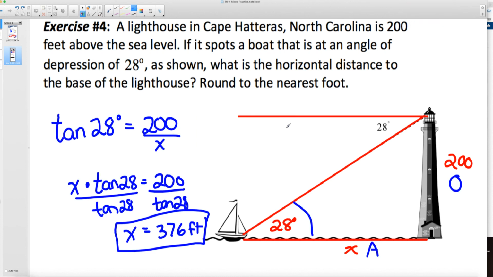Here is the correct work with the correct answer of 376. We're dealing with tangent. We have an opposite and adjacent. Cross multiply, and then solve it out. We'll divide both sides by tan of 28. So I think we're going to stop here.